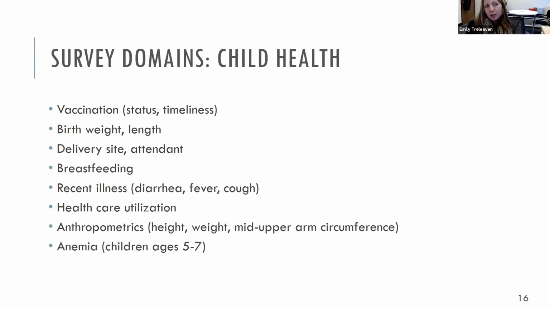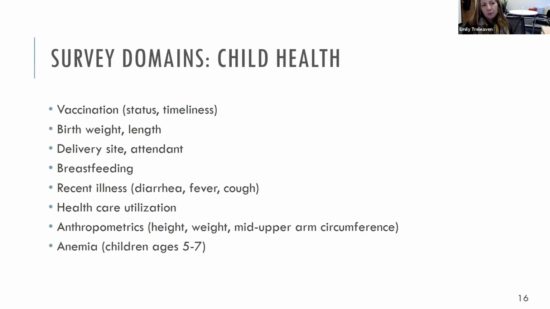So the team included a large variety of domains of child health in this survey. We have measures of vaccination, both did the child receive it and then the date, so we can assess status and timeliness. There are a number of birth outcomes in the survey, including birth weight and length, whether the child was delivered at a facility and the specific type of facility and attendant at birth. Also information about initiation and exclusivity of breastfeeding.